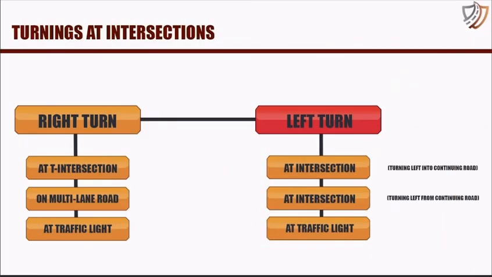Left turn at intersection. Motorists may turn left from the intersection. There are 2 types of turnings for left. A. Turning left into the continuing road, from terminating to continuing road. B. Turning left from the continuing road, from continuing to side road. Turning left into the continuing road.